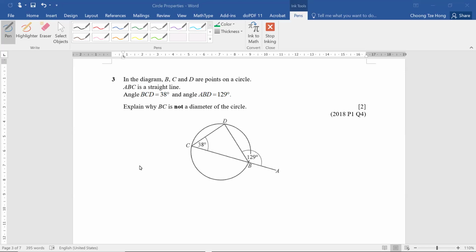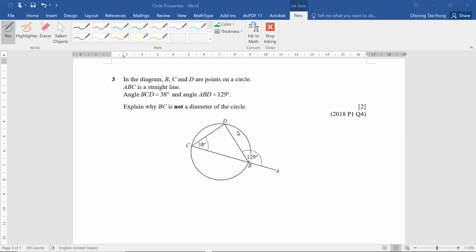Alright, so let's read the question. In the diagram, B, C and D are points on a circle. ABC is a straight line, angle BCD equals 38 degrees and angle ADB equals 129 degrees. Explain why BC is not the diameter of the circle.